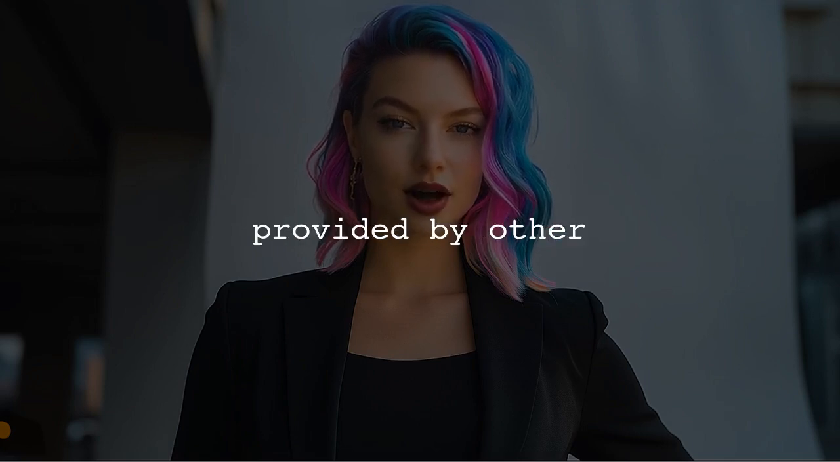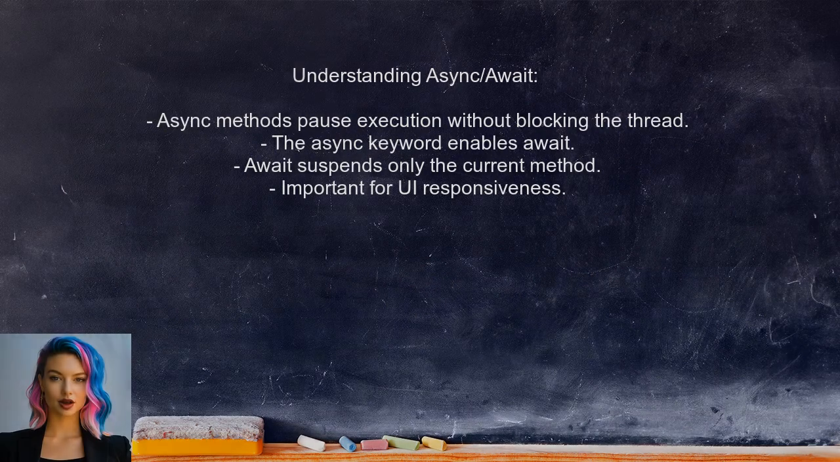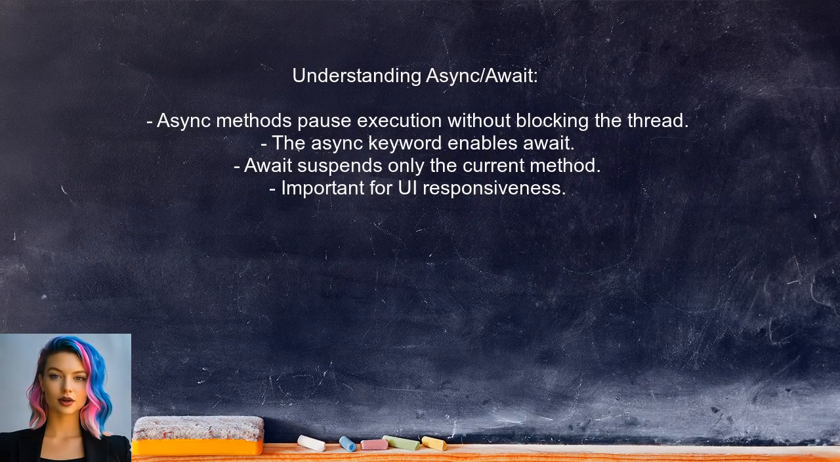Now, let's look at the answers provided by other users. The user clarifies that asynchronous methods in .NET allow execution to pause without blocking the calling thread. The async keyword enables the use of await, which suspends only the current method, not the entire thread. This is crucial for maintaining responsiveness in applications, especially in UI threads.